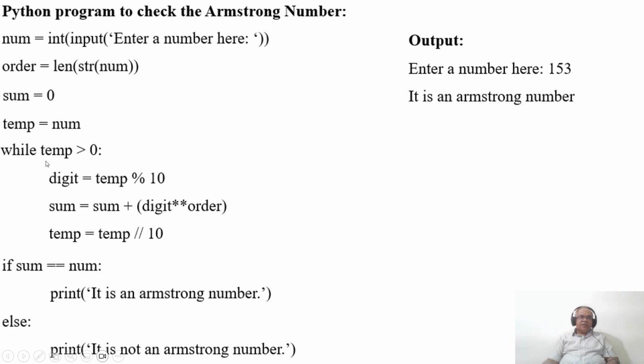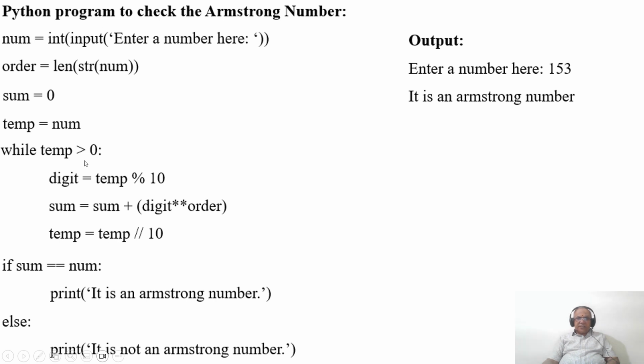Then again it goes back. Is 15 greater than 0? The condition is true. Then what is the digit? Digit is temp % 10, so 15 % 10. I get 5, which is the remainder. Then 5 to the power of 3: 5 times 5 is 25, into 5 is 125. Then temp integer division 10: 15 gives 1. So temp becomes 1.